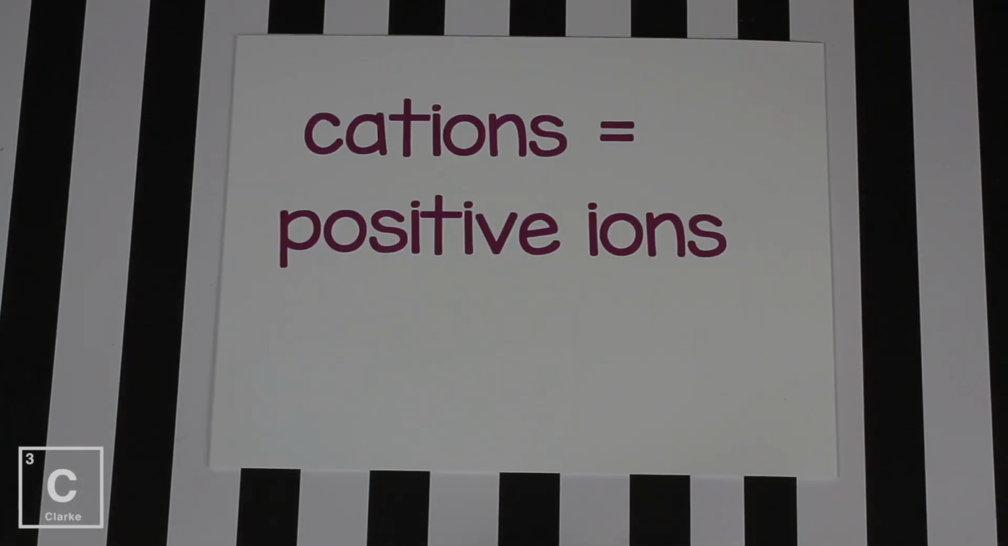When we talk about charges, we could have a positive charge or a negative charge. Same is true with ions. We could have a positive ion. That's called a cation. Cations are positive ions.